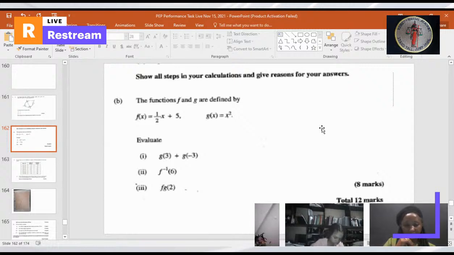Okay, so do that. So we're substituting 3 where x is in g of x, right? Yes, Miss. So g of 3 is 9, and g of negative 3 would also be 9. So 9 plus 9 is 18. Okay, so that's correct. All right, so it wants the inverse function of f of 6.